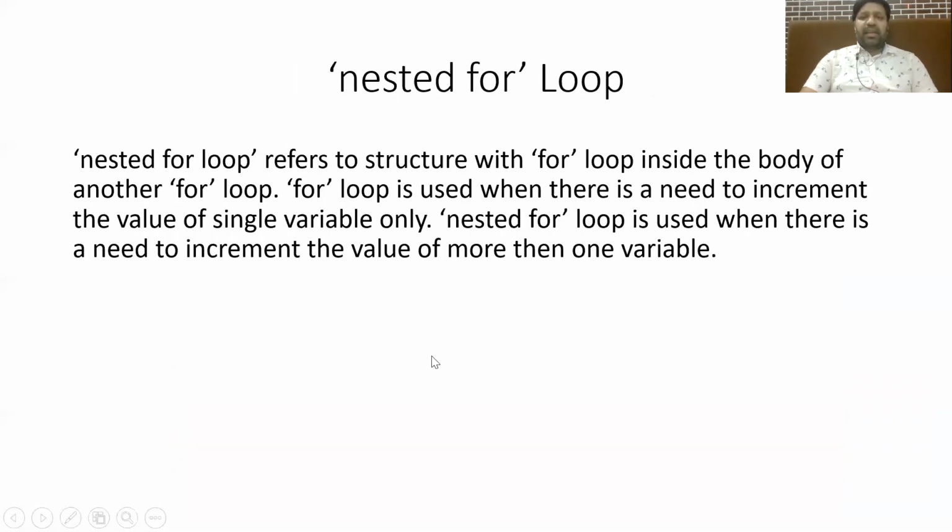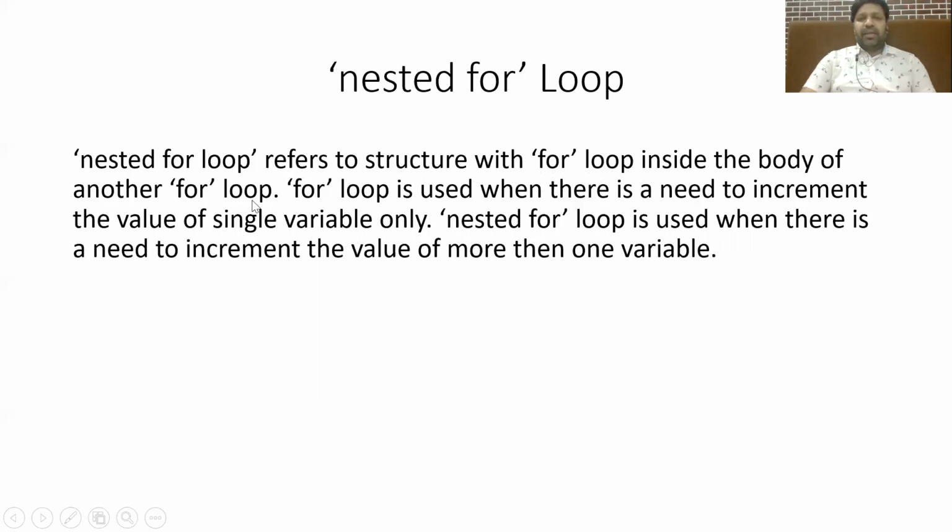The next is the nested for loop. We have already studied this concept of nested structure in our previous lectures. Now, what do we understand by the concept of nested? Nested means some structure inside the same structure. So what is a nested for loop? A for loop within another for loop. So we have created a for loop, and we are going to use another for loop as a part of its compound statement. A nested for loop refers to the structure with a for loop inside the body of another for loop.